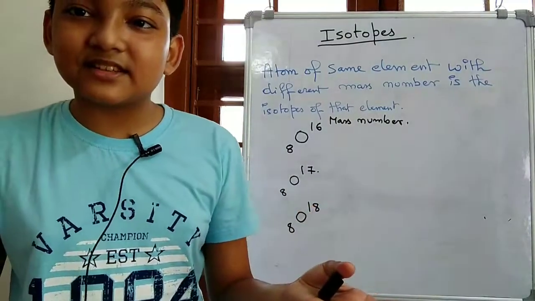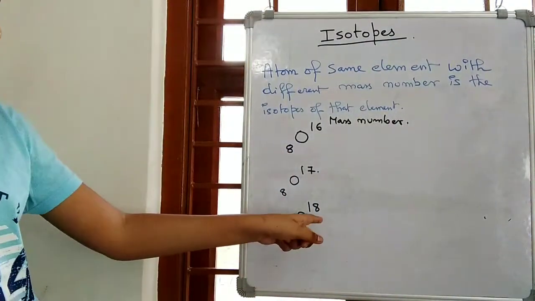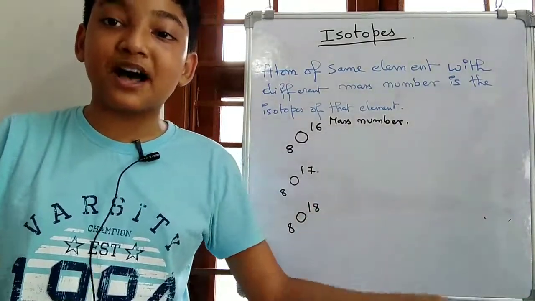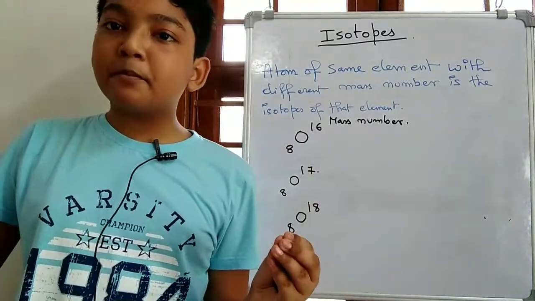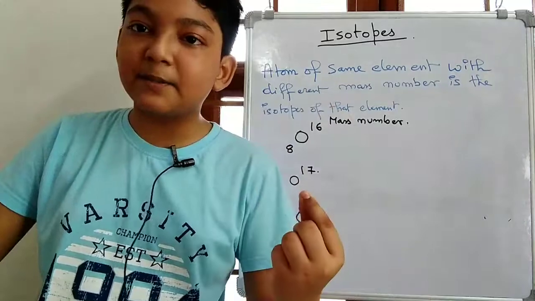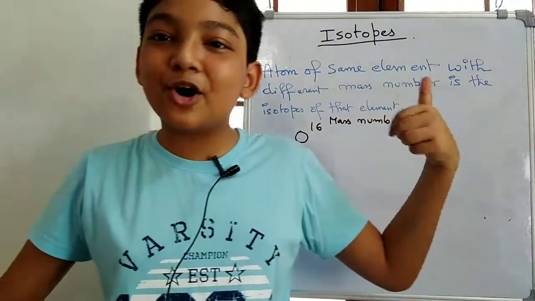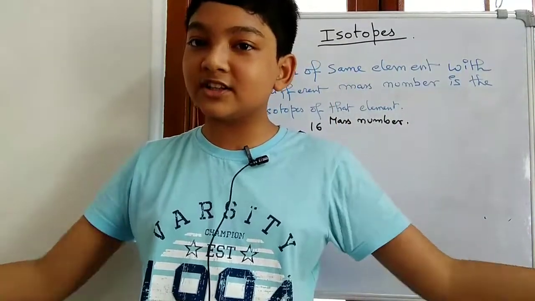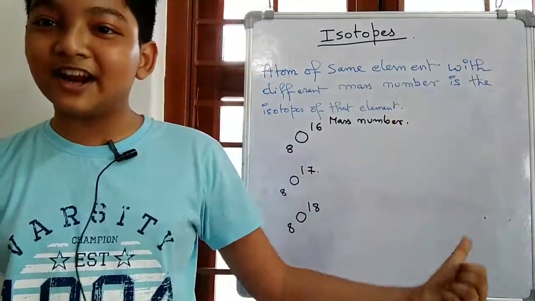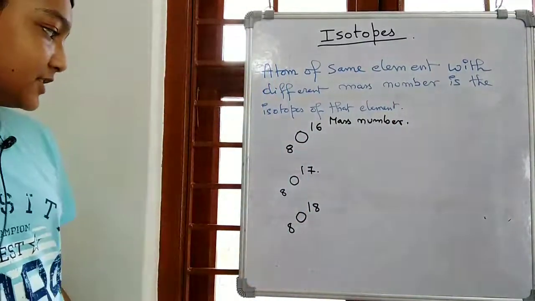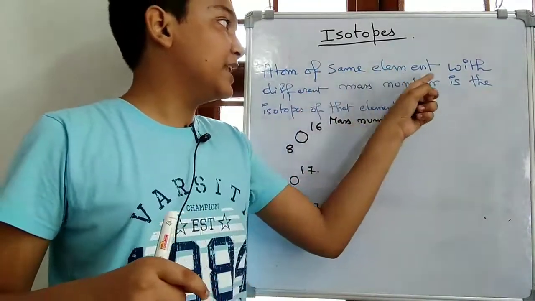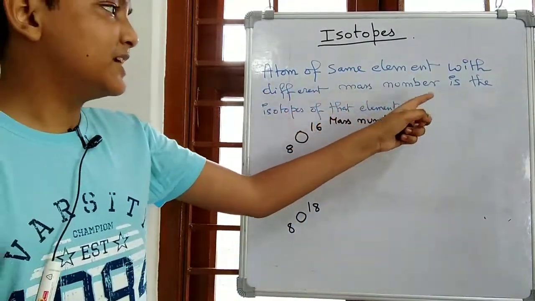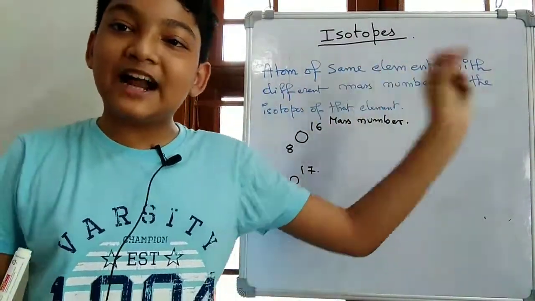What is the difference then? The difference is 18, 17, 16. What are these? These are mass numbers. So different mass numbers but of the same element are known as isotopes. Congratulations, you have successfully learned it. Let's revise: atoms of the same element with different mass number are the isotopes of that element.